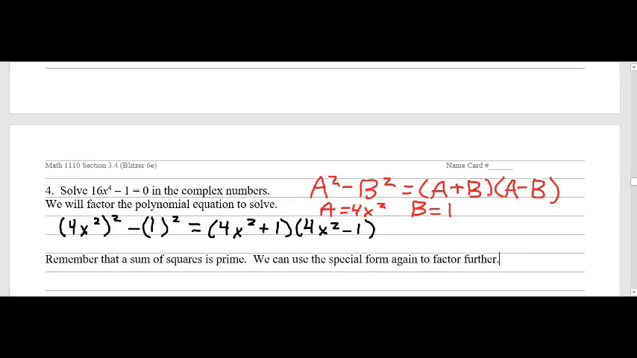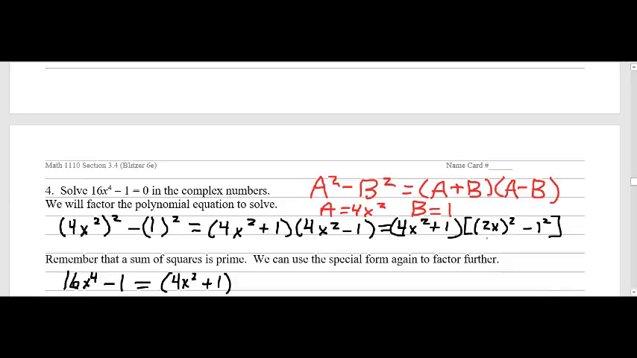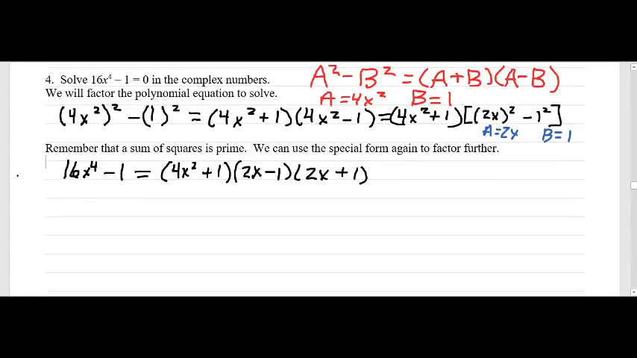So remember that a sum of squares is prime. But 4x squared minus 1 is the same special form, a difference of squares. So we can factor this again, where now our a is 2x and our b is 1 again. So 4x squared minus 1 factors into 2x minus 1 times 2x plus 1.